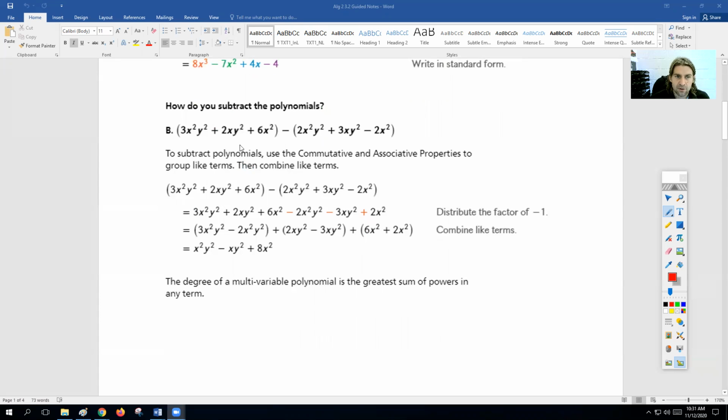The one thing about leading coefficients is we just add them together or subtract them. We just need to make sure our terms match. So like this 2xy squared will only match up with xy squareds. It would never match up with an x squared y.